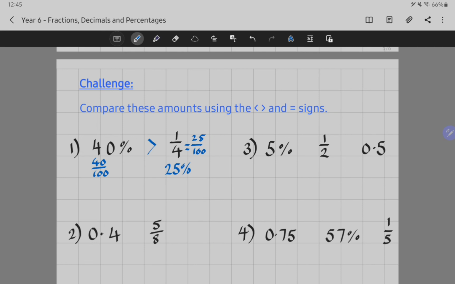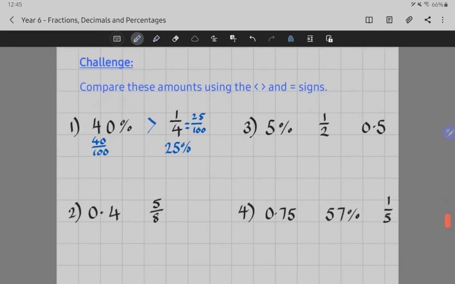Number 2, 0.4 and 5/8. So I've got a decimal and a fraction. Well, if I turn 0.4 into a fraction, I'd end up with 4/10. But that doesn't really help me too much because I've got 5/8. So what could I do? Oh, well, I could convert them both into equivalent fractions. Or I can turn 5/8 into a decimal, which might be quicker. So let's give that a go. That's the method I'm going to use.